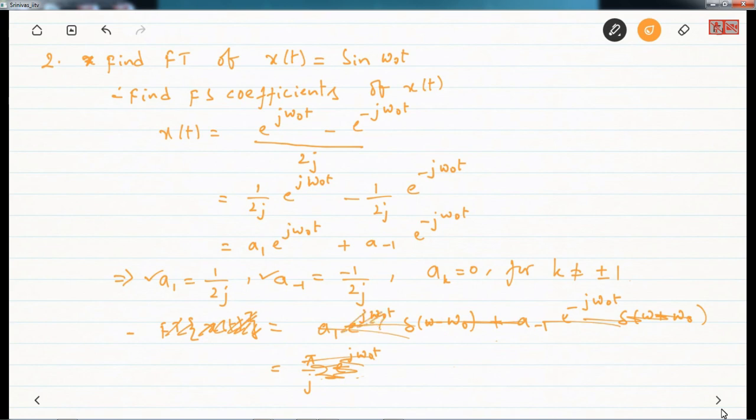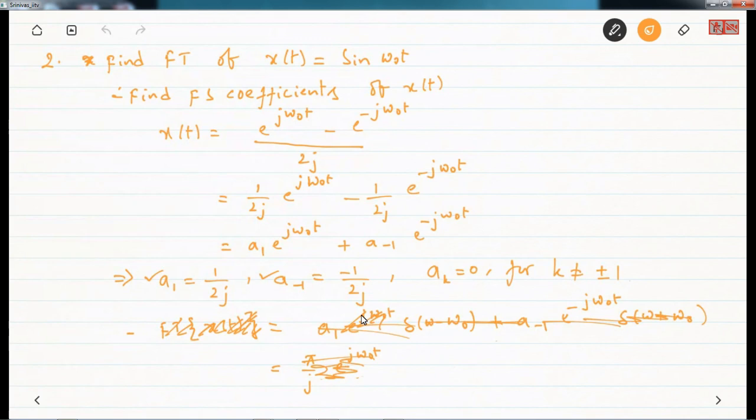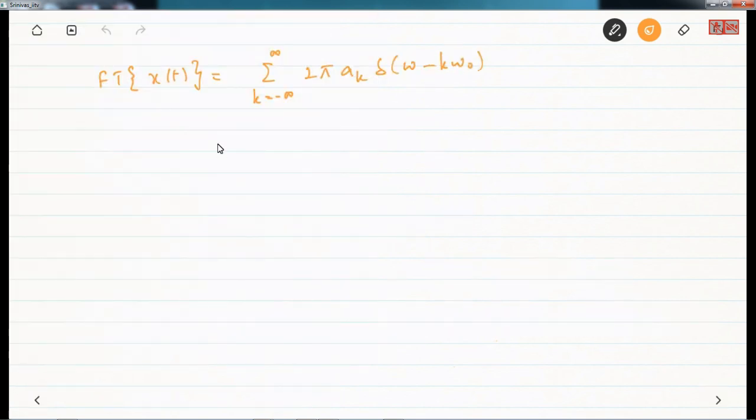So we got the Fourier series coefficients. Once we have them, the Fourier transform is nothing but the sum over k from minus infinity to plus infinity of 2 pi a_k delta(omega minus k omega naught). So I made a mistake here. There should not be e^(j omega naught t) and e^(minus j omega naught t). So please cross this out. Till now we computed the Fourier series coefficients, and from that we are going to compute the Fourier transform. So the Fourier transform is this.